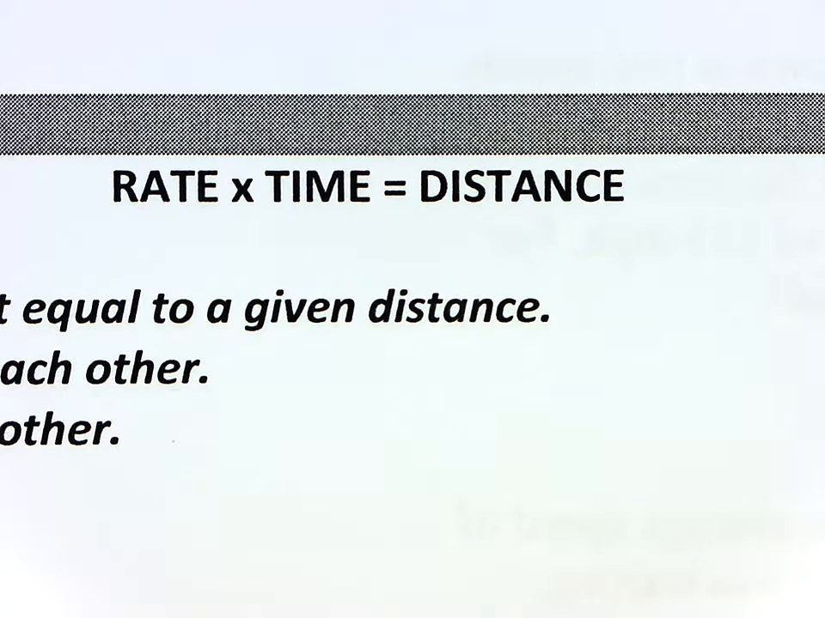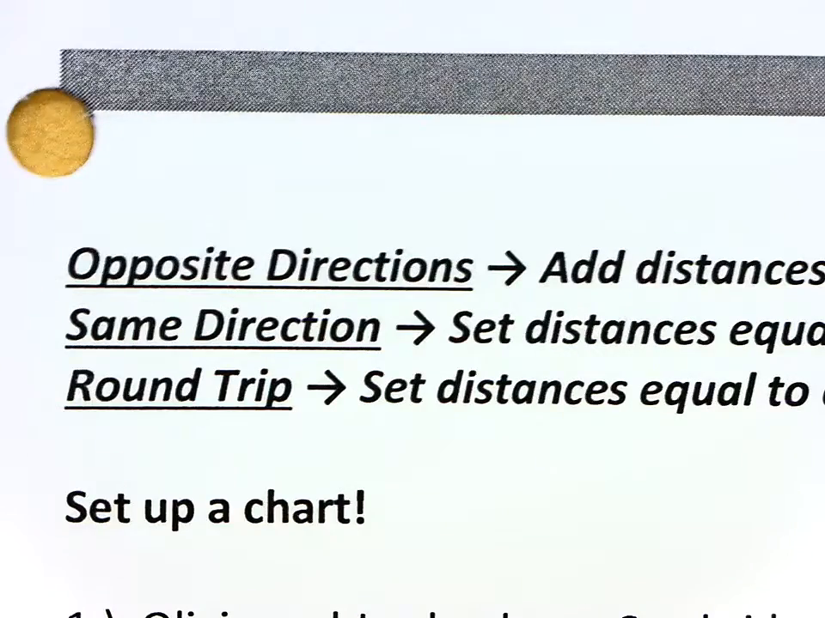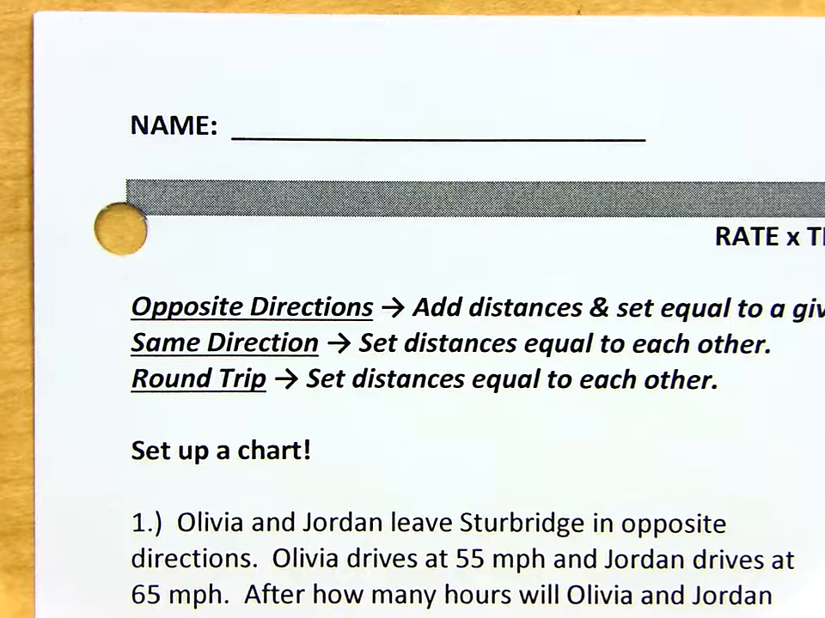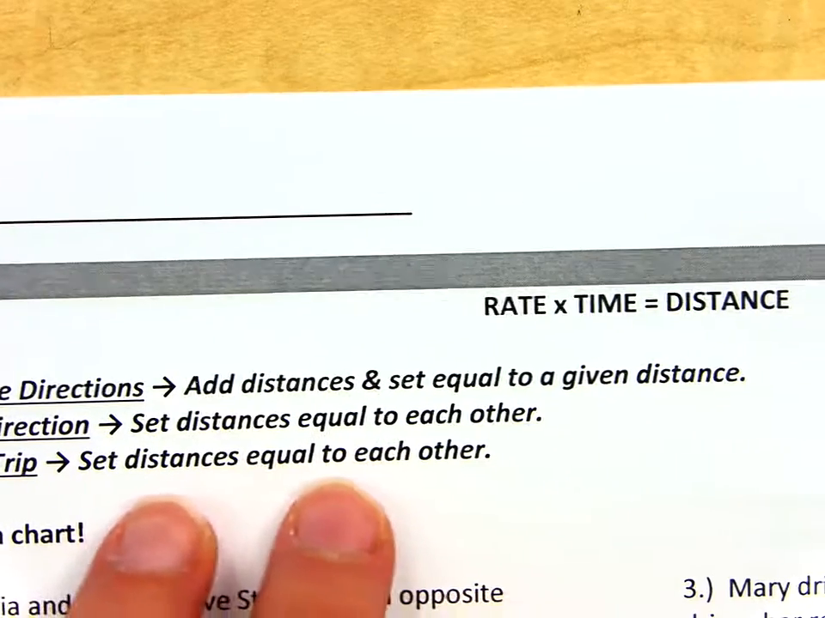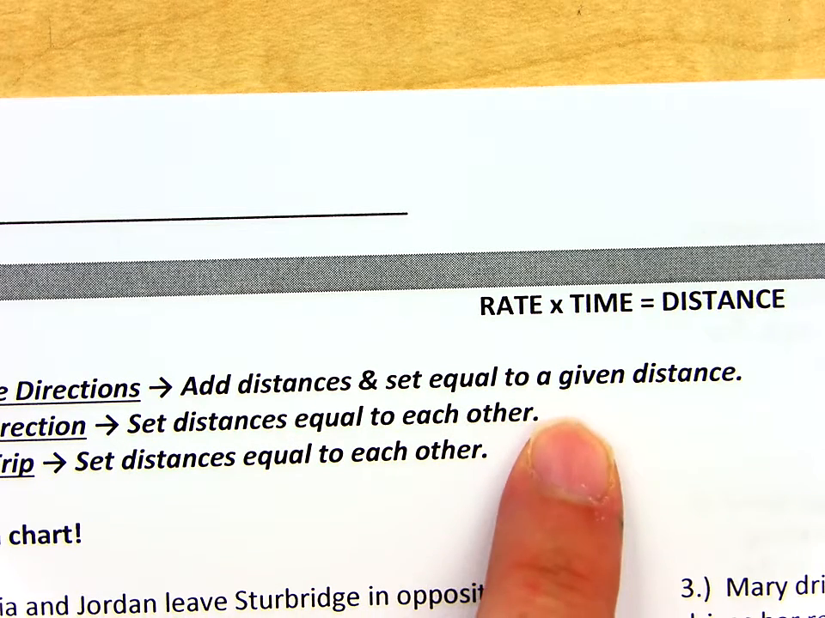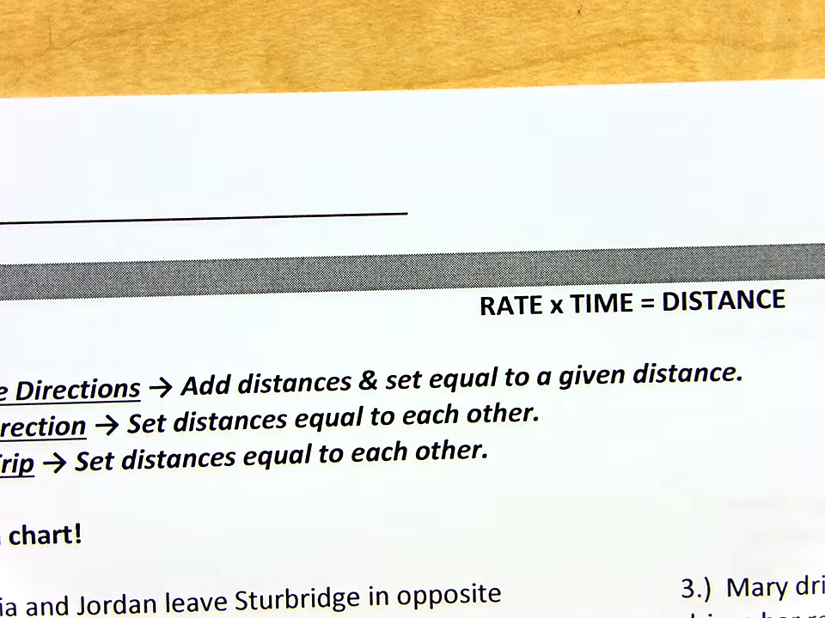Now, there's some different scenarios that can happen. So that's sort of outlined right here. You can have two things traveling in opposite directions. So this might be like two trains leave the same station, but one's going east and one's going west, all right? Maybe at the end of the day, all of us are going to leave school. Someone might go north, someone might go south. So that's anything that's starting in the same spot and just traveling in opposite directions. So if we have that, we're going to be adding the distances and setting equal to a given distance. We'll go through examples of each, don't worry, all right?